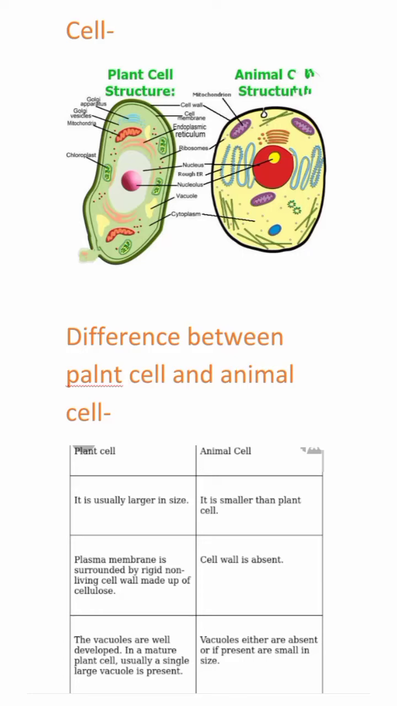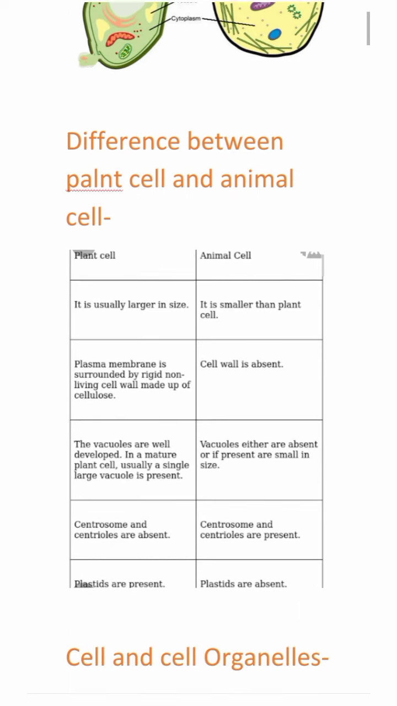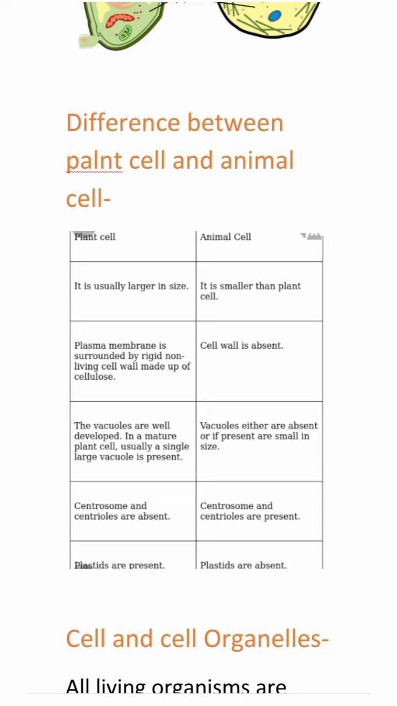Cytology is the branch of science which deals with the study of the cell. You can see a plant cell and an animal cell in this picture, and there are a few differences between these two cells. Plant cells are larger in size whereas animal cells are smaller in size. In a plant cell, the plasma membrane is surrounded by a rigid non-living cell wall made up of cellulose, but the cell wall is absent in an animal cell.